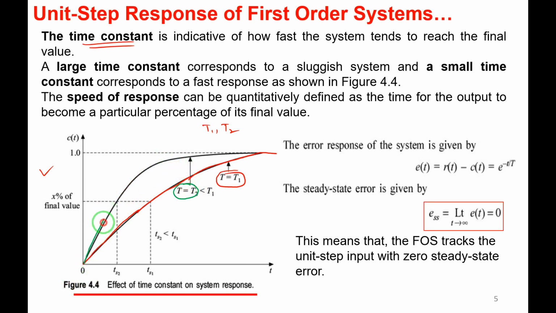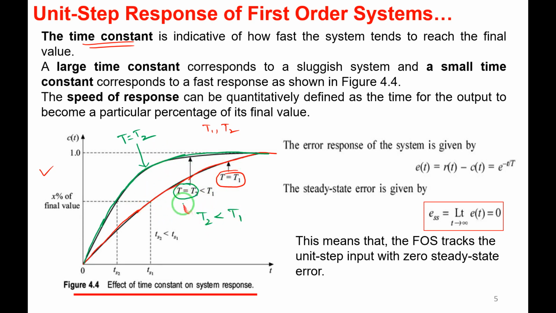What is the difference I am getting? I'll tell you. I will draw it first, then I'll show you. So this is for T equal to T2. This is for red color, T equal to T1. But observe here, time constant T2 is less than T1, meaning the time constant T1 is more as compared to T2.